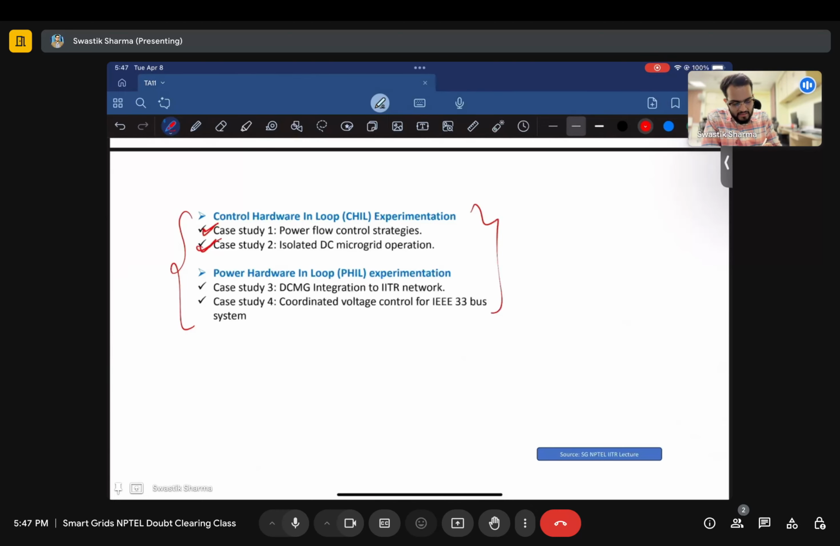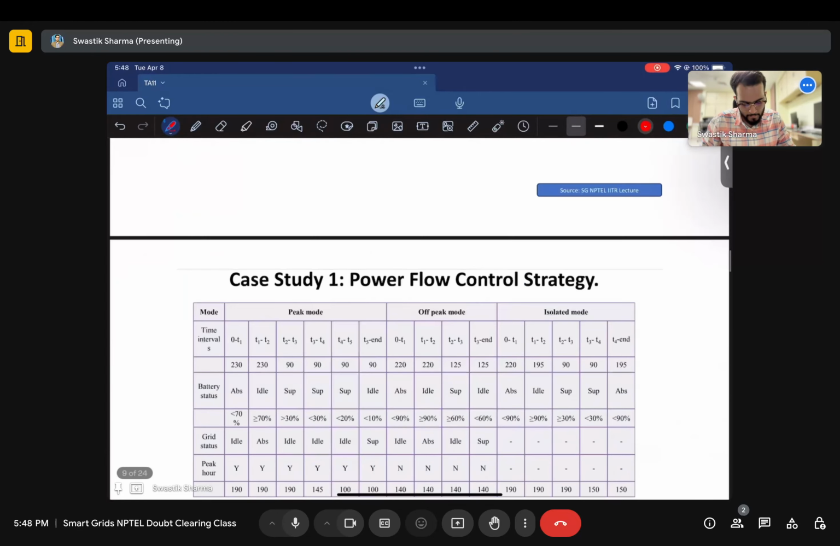And in PHIL, what they did was they integrated the DCMG, the DC microgrid, to IIT Roorkee's network. We'll discuss this next. And the last one they did was coordinated voltage control for the IEEE 33 bus system. This coordinated voltage control scheme we have already discussed in the last lecture, so please feel free to rewatch that lecture if you haven't.